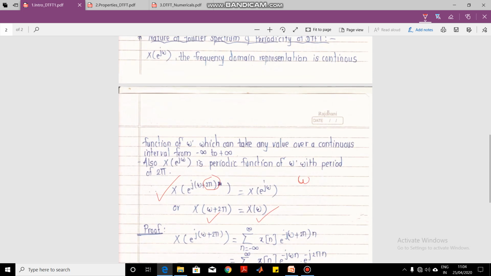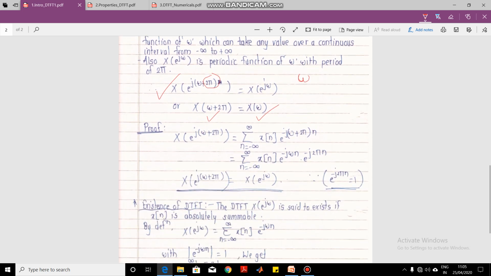Whereas the continuous time Fourier transform is aperiodic. The continuous time Fourier transform is used for continuous time aperiodic signals. So the nature of the CTFT is aperiodic, but the DTFT, which is used for discrete time aperiodic signals, is continuous and periodic. So this is the major difference between CTFT and DTFT.